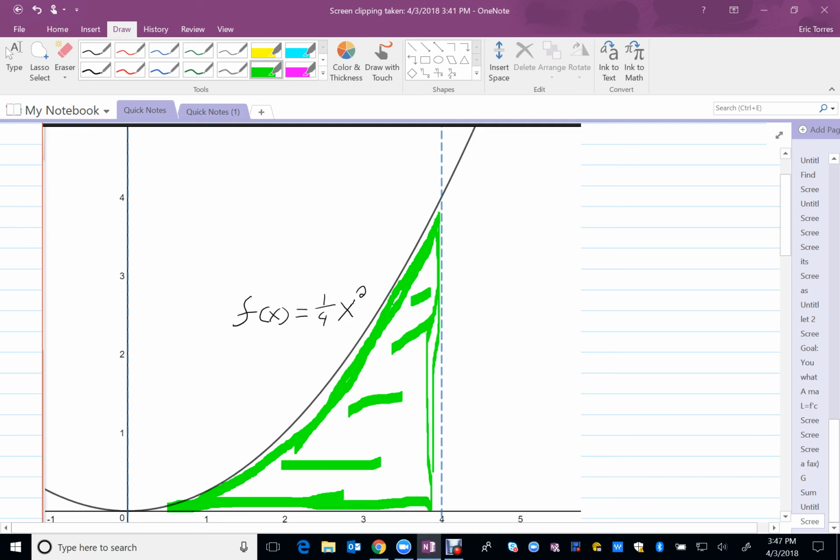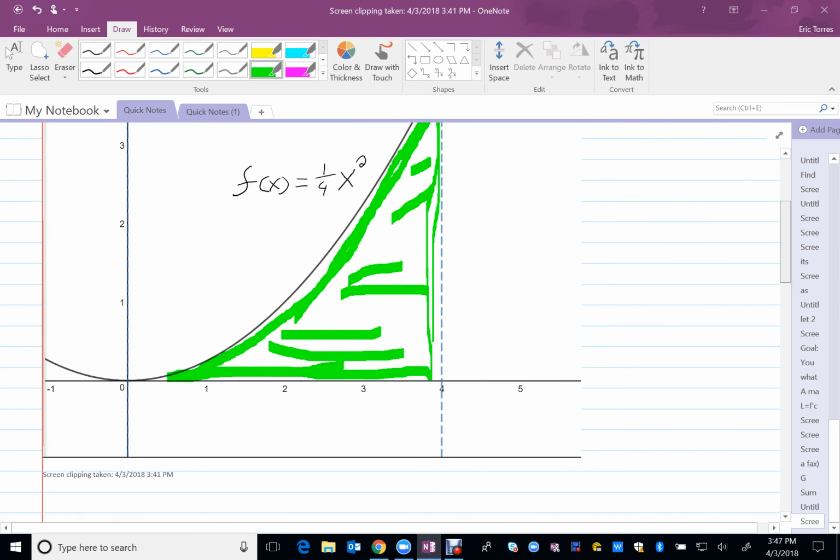This area here. Now, the problem I run into is I'm dealing with a curve, and estimating the area of a curve can be very difficult. So what I would like to do is use a different shape that is much easier to take the area of. And in calculus, the easiest shape that we can think of is going to be a rectangle.